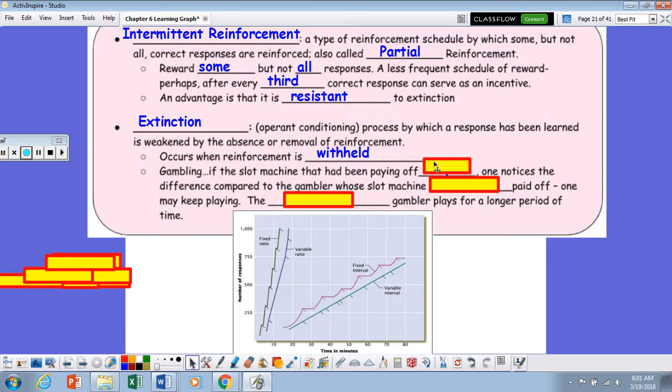So for example, gambling might be an example of this. If the slot machine had been paying off and it stops, one would notice the difference compared to a gambler whose slot machine never paid off. One may keep playing, and hence the unrewarded gambler may play longer than those that had been rewarded more often.